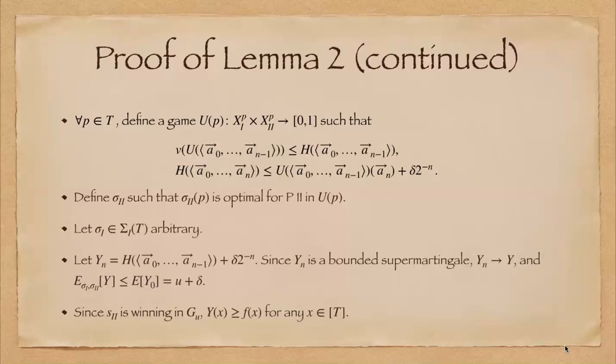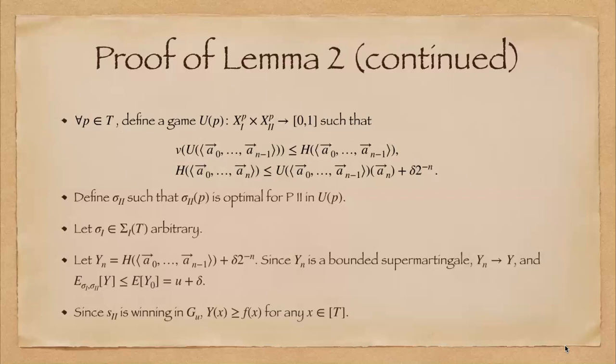Okay, so why is it a bounded supermartingale? The idea is that sigma 1 is an optimal strategy. So in expectation it gives the value, and the value of U is smaller than H.